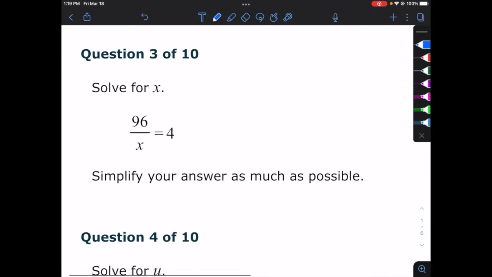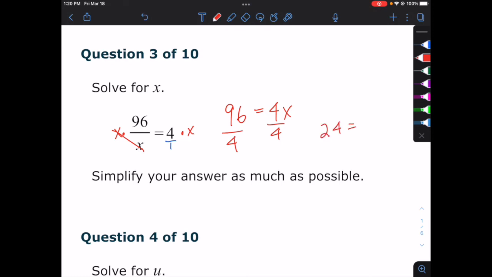All right. Here we have what might not look like a proportion exactly, but it could be seen as a proportion where this 4 is 4 over 1. And if you want, you could solve it with cross products again. If you didn't see it as cross products, you might just see, okay, I'm going to do inverse operations. So since I have x on the bottom, I need to multiply both sides by x, which gives me 96 is equal to, these x's cancel, 4x. And then we will divide both sides by 4, and we get 24 equals x.